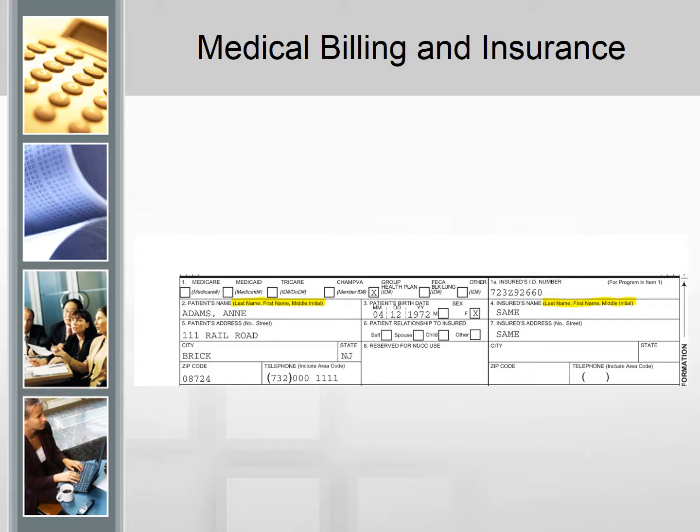So in block 1, it's asking us what this patient's primary insurance is. So we can see on the case study that her primary insurance is Aetna, which is a group health plan. So we have that box X'd. And then in block 1A, we have her insurance plan ID number entered.